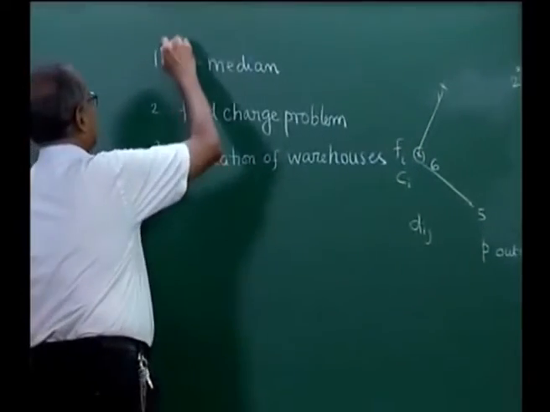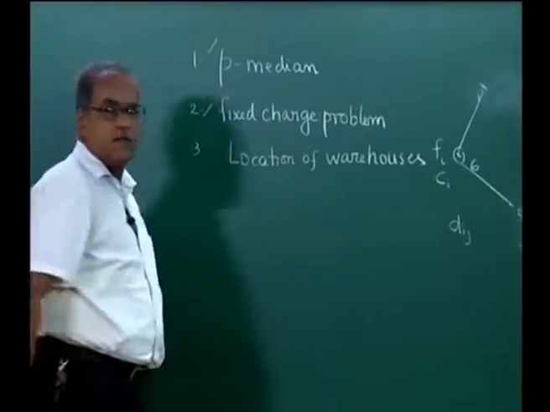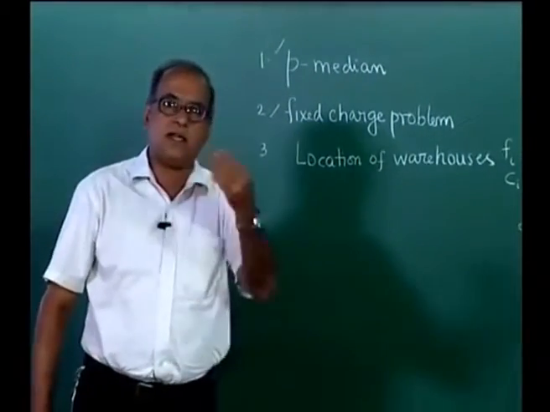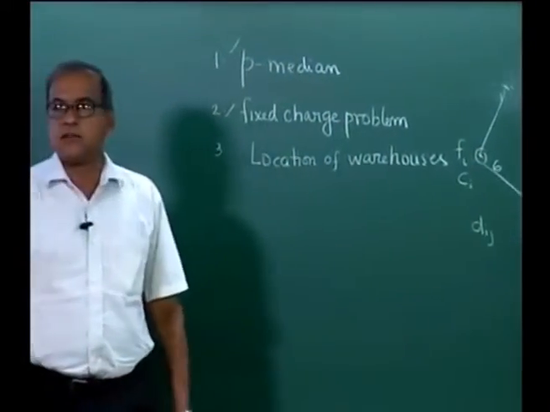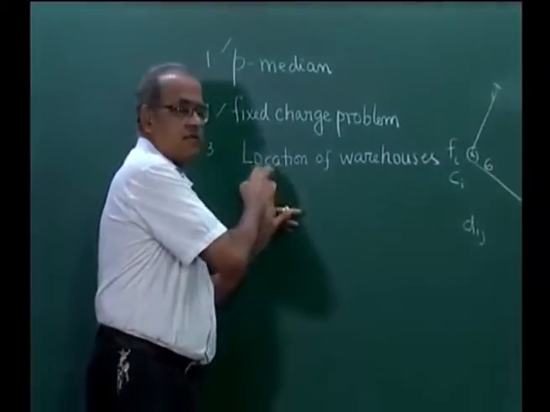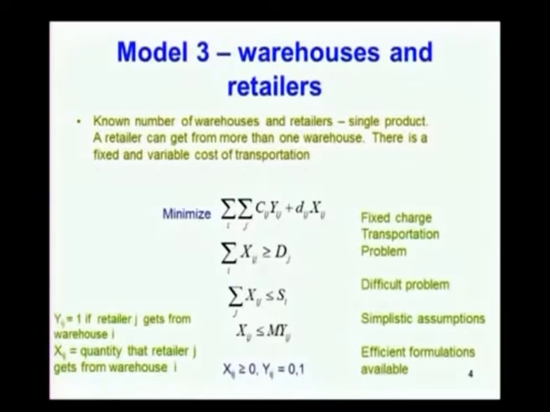So we have seen some aspects of P median and we have also seen some aspects of the fixed charge problem in an earlier lecture. Now with this background we move to model 3, which talks about warehouses and retailers. We will visit this location of warehouses later. So this model talks about warehouses and retailers, where we have a known number of warehouses and retailers. We are talking of a single product. We also say that the retailer can get items from more than one warehouse and there is a fixed and variable cost of transportation. So the important change is that there is a fixed and variable cost of transportation.